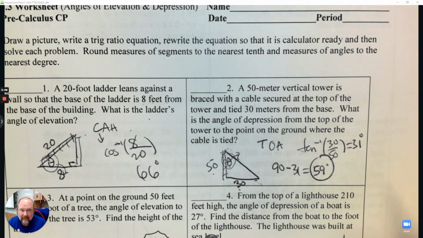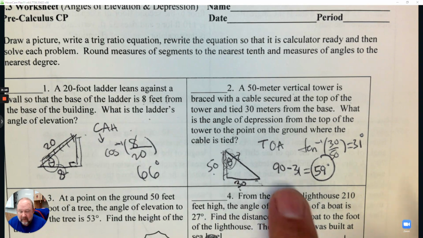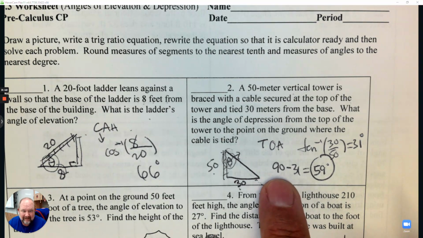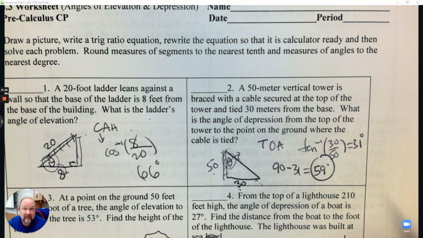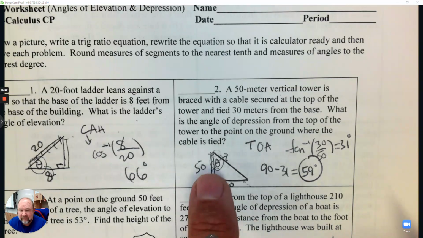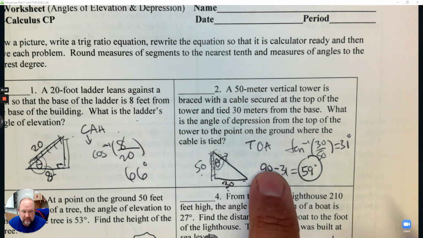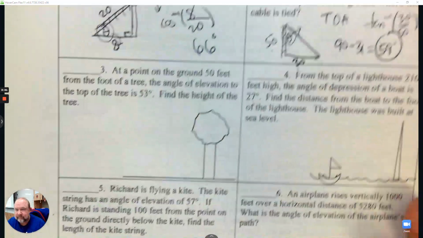So whenever we're dealing with the angle of depression, part of the question is going to be subtracting 90, because the angle of depression is not inside the triangle. So we find the angle inside the triangle, subtract 90, and we have our answer.